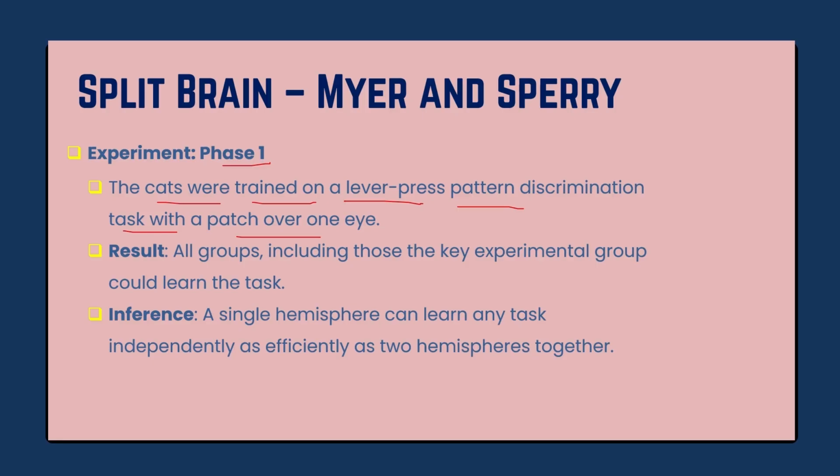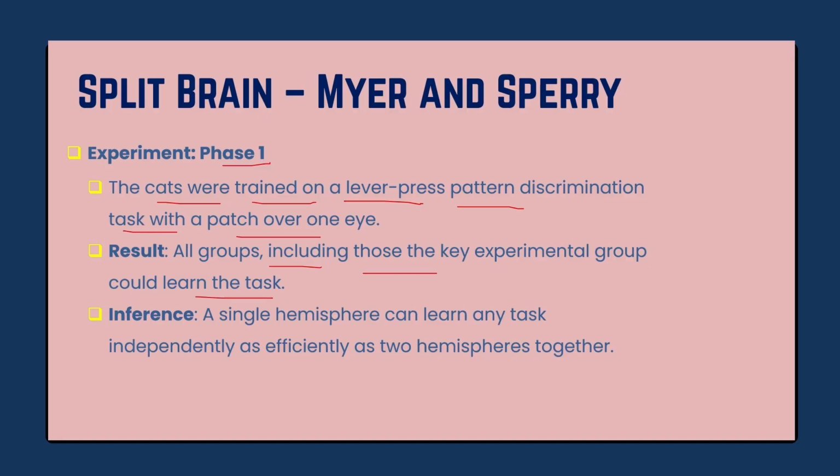Now, pressing one of the levers, the cat would receive a reward, which might be food, or maybe the gates open and they are free to go out. So using that one patch, the cats were trained on lever press pattern discrimination. So what happened? The result: all the groups, including those key experimental groups, could learn the task easily.